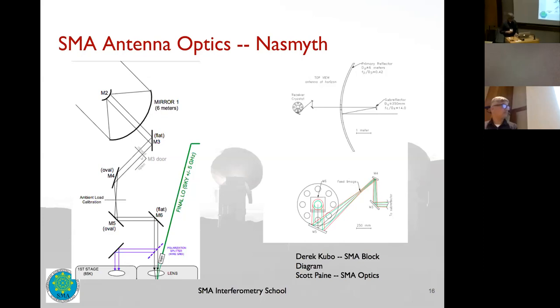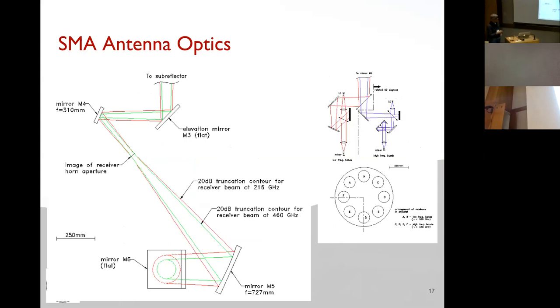So this again shows a blow up of this. What happens here is that the radiation comes from the subreflector, hits this mirror, the M3, M4, and then basically it comes to a focus out here. There's an image basically of the receiver and the horn aperture right at this point. Then we have a few more mirrors, and you can actually see a cross section out here, the cross section from which M6 is coming.